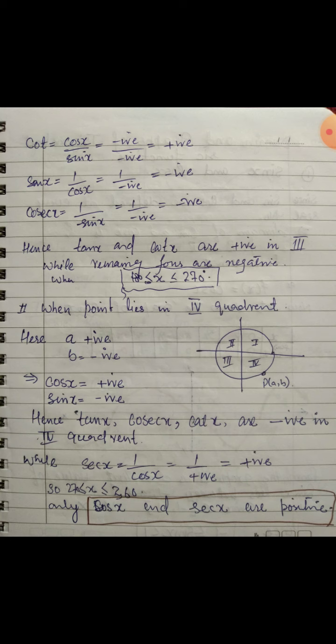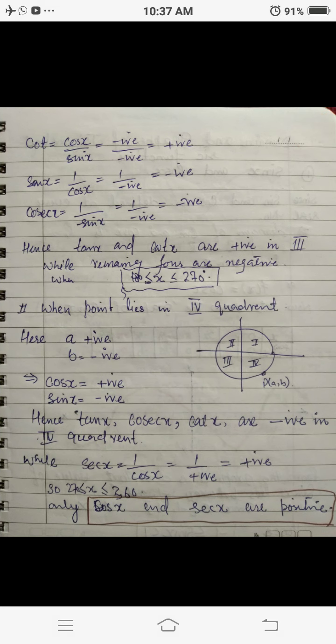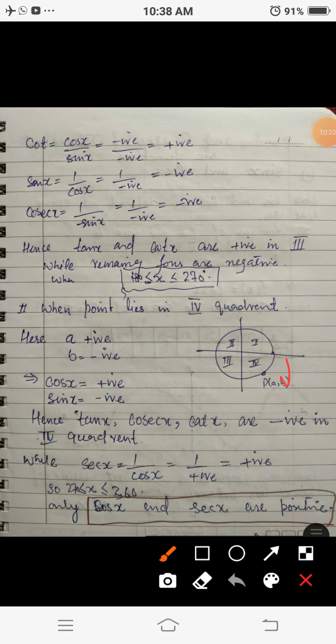Similarly, if we consider the fourth quadrant, in the fourth quadrant x is positive, means a is positive, while y is negative, that is b is negative. So this means that in this quadrant cos is positive, sin is negative. So from these two you can find the remaining, and in this we have only two, which are sec and cos, these are the two functions which are positive in this, but the remaining four are negative.